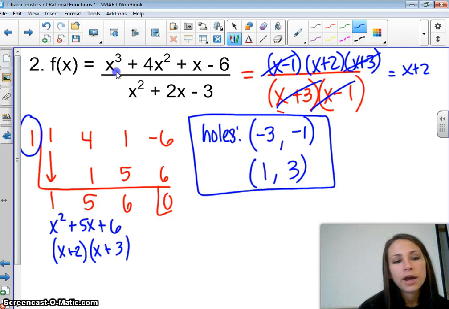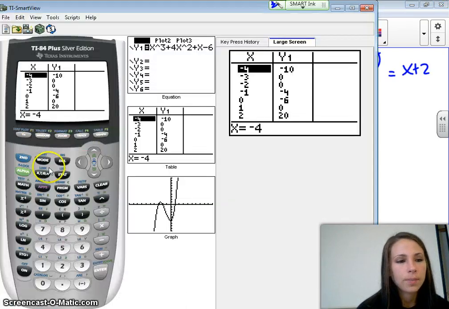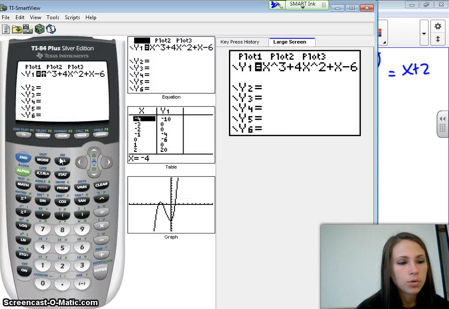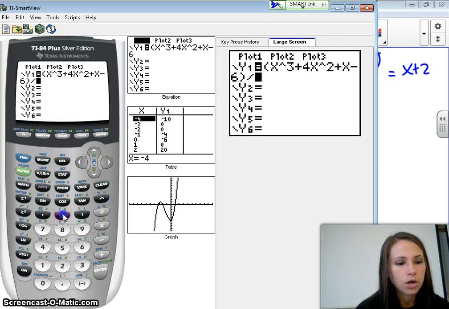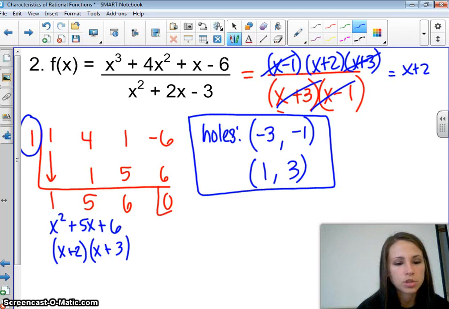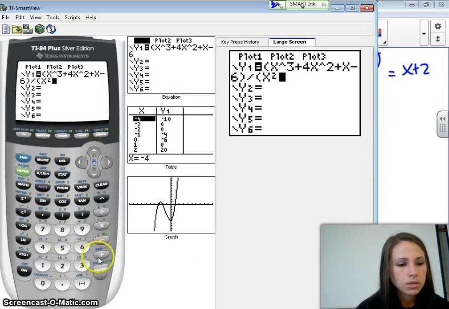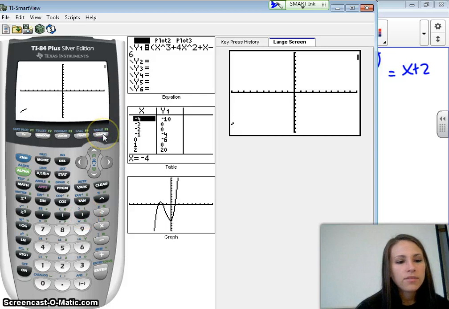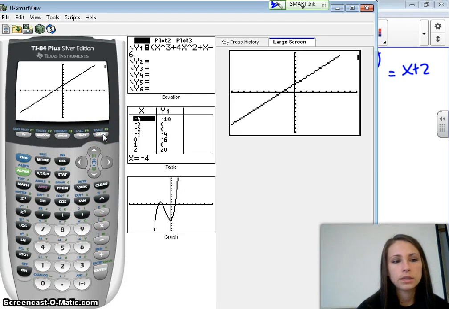And if we were to graph this entire thing, you could check that there are actually holes in the graph. I'm going to show you how. So let's go back and put parentheses around this so we can put it all over our denominator. So that's x squared plus 2x minus 3. X squared plus 2x minus 3. And so when I graph this, I can see what the graph looks like. It's just going to look like a linear graph.